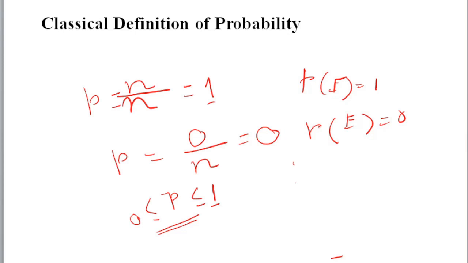In our next lecture, we will continue with the definitions of statistical or empirical probability and axiomatic probability.